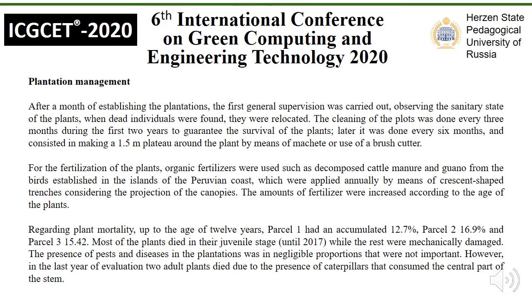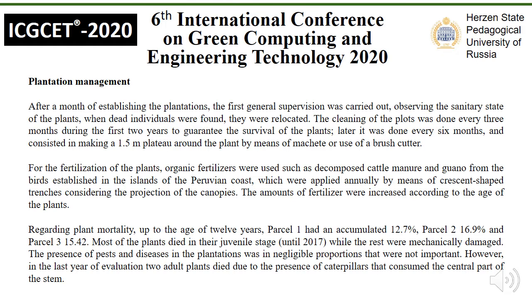For the fertilization of the plants, organic fertilizers were used, such as decomposed cattle manure and guano from the birds established in the islands of the Peruvian coast, which were applied annually by means of a crescent-shaped trench considering the projection of the canopies. The amount of fertilizer was increased according to the age of the plants.